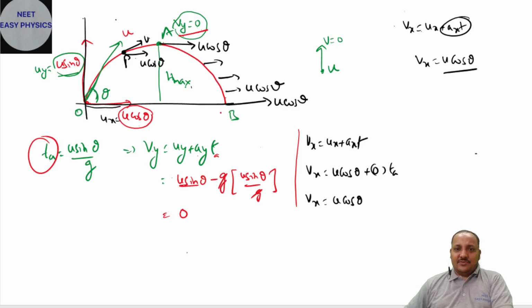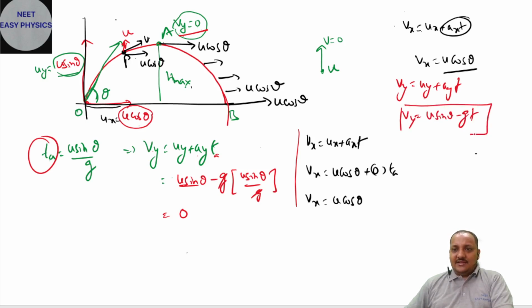What happens to the vertical velocity? Till here it is going to become 0. After t time, what is vy we will see. So vy is equal to uy plus ay t. What is uy? u sin theta minus gt. This is the vertical velocity after t time. This is the horizontal velocity at any time. The horizontal velocity remains the same at any time, but the vertical velocity is going to change with respect to time.